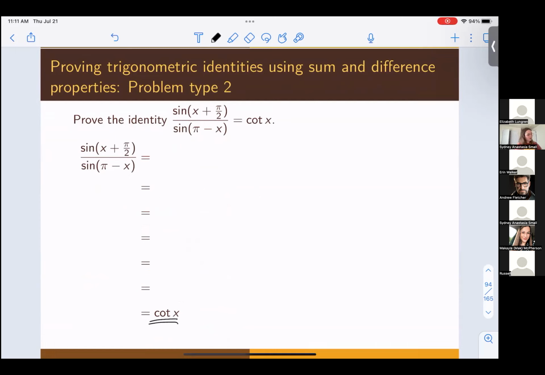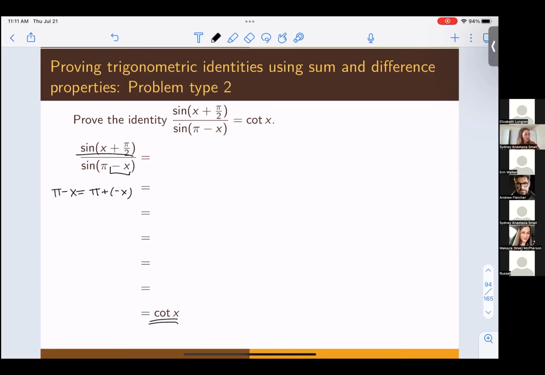And again, looking at them, I noticed, hey, I have a sine sum identity and a sine difference identity. Cool, I can use those. Except on the bottom, I'm not going to use the difference identity. Hopefully we all agree that pi minus x is equal to pi plus a negative x. So just to simplify my life so I don't have to use multiple identities, I am just going to use the sum identity for both the numerator and the denominator, treating negative x as my second angle, treating negative x as my beta. And you'll see why that works really nicely.